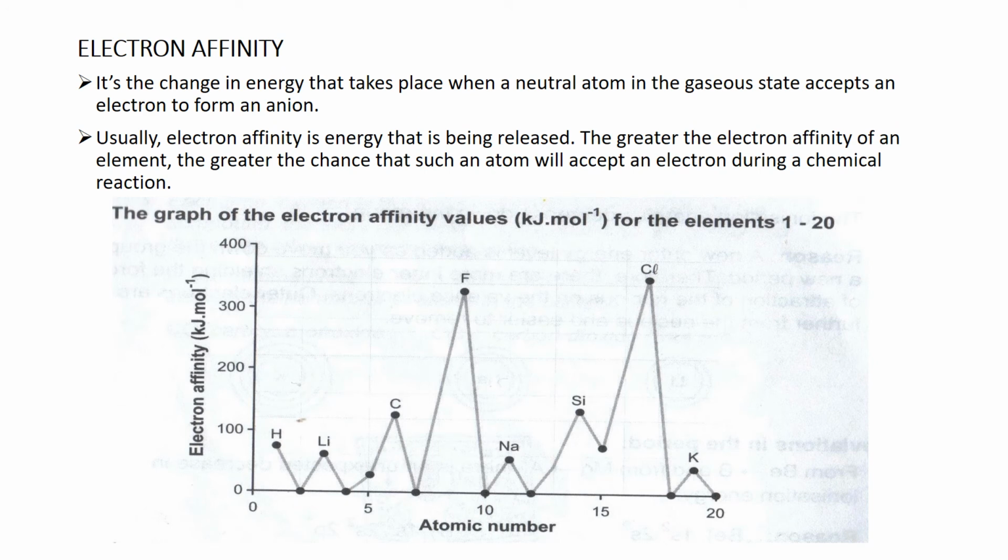Let's move on to electron affinity. Electron affinity is the change in energy that takes place when a neutral atom in the gaseous state accepts an electron to form an anion. And usually electron affinity is energy that is being released. And the greater the electron affinity of an element is, the greater the chance that such an atom will accept an electron during a chemical reaction.